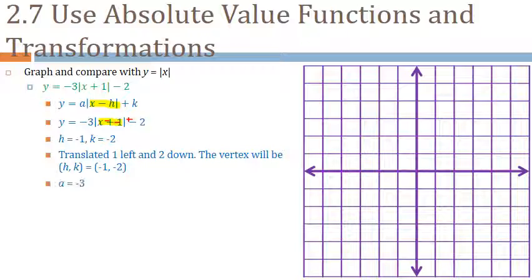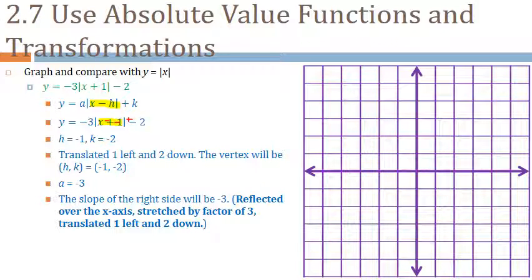The a is also negative 3, so the slope of the right side is negative 3. Since it's negative, that means it's reflected over the x-axis and is upside down. The 3 for the a means it's stretched by a factor of 3, so it'll look like it's stretched out. And the h and the k mean it was translated 1 left and 2 down. So my vertex is at negative 1, negative 2. Follow my slope of negative 3, so that's down 3 and over 1. And we get our graph.